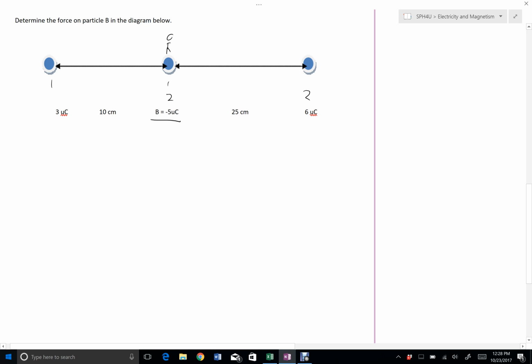B is. So for number one, F equals kQQ over r squared, which is 9 times 10 to the 9. I'll call that charge 1, it doesn't matter. Microcoulombs, μC, means times 10 to the negative 6. So 3 times 10 to the negative 6 coulombs. The charge that we're interested in is negative 5 times 10 to the negative 6 coulombs.